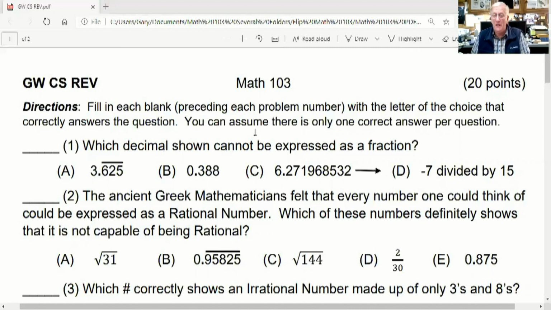Okay, so here we go. Question 1. Remember, this is GWCS Review. Hopefully you have this ready to go on your pen tablet, and away we go. Which decimal shown cannot be expressed as a fraction?